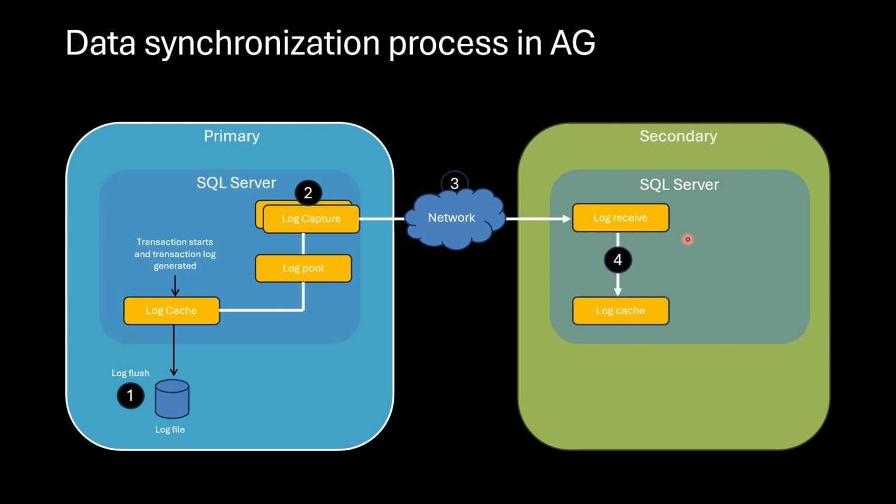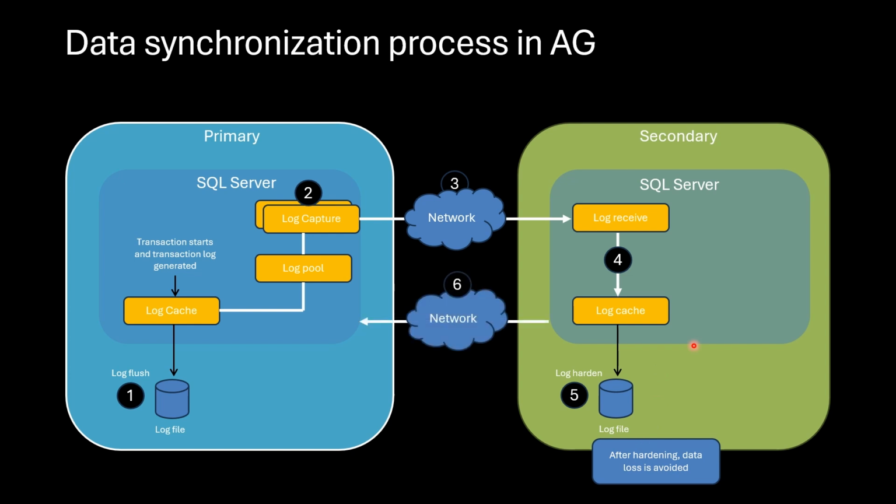Then the secondary replica receives the transaction logs and caches them. After caching, the log is flushed on the secondary replica for hardening. One important point here: after hardening, data loss is avoided. After the log flush, an acknowledgement is sent back to primary replica. After getting the acknowledgement, primary commits transaction.